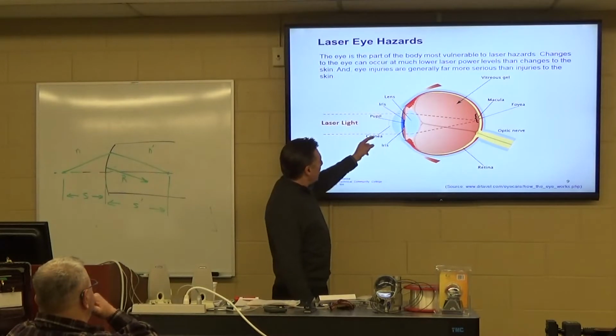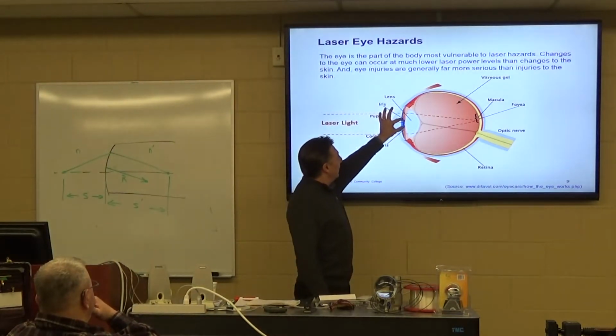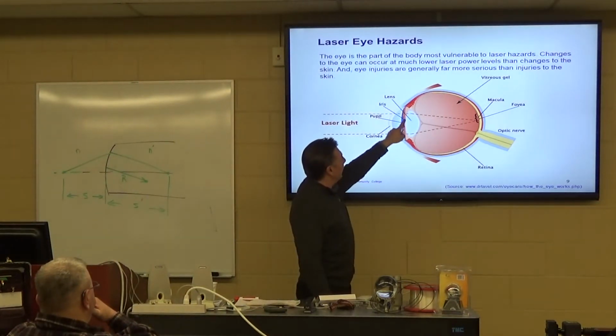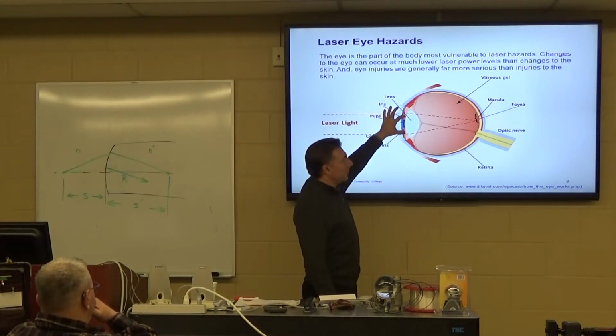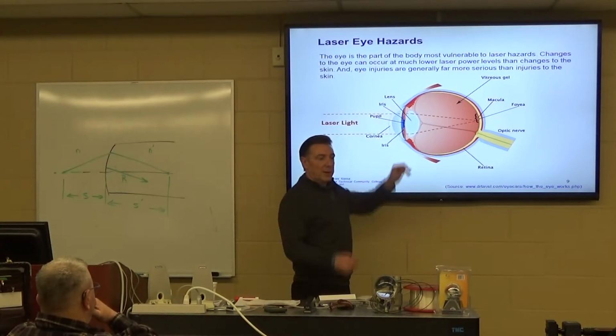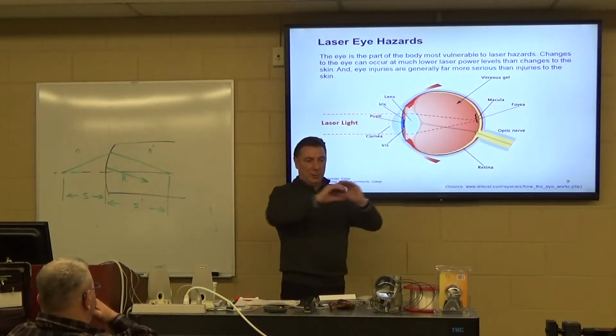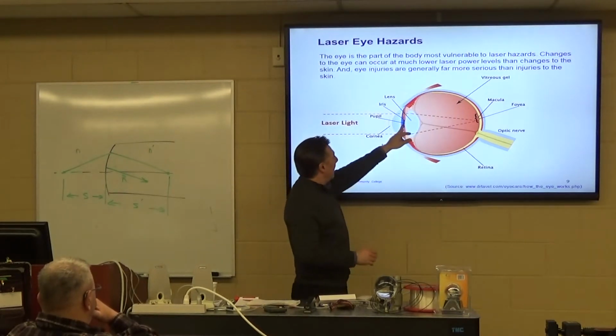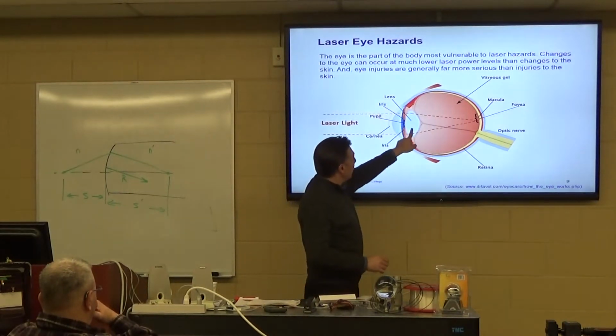So if you look at the eye, you've got the cornea, your pupil is the opening of your eye, and that changes depending on if it's light or dark. Your iris is the thing that opens up and closes. And then you have the lens.